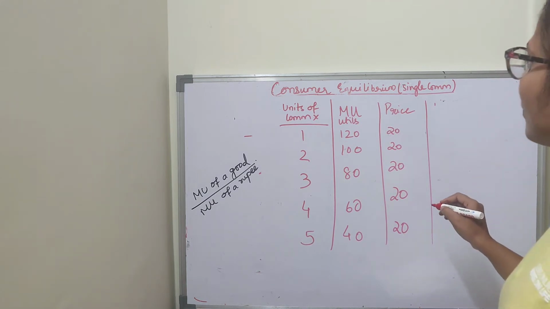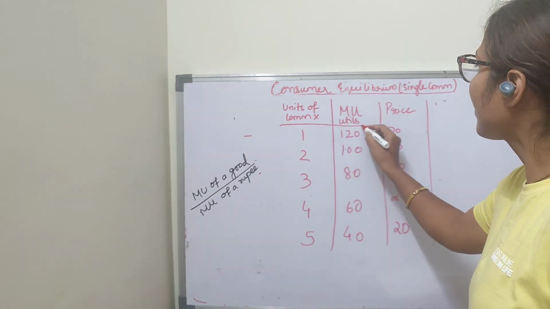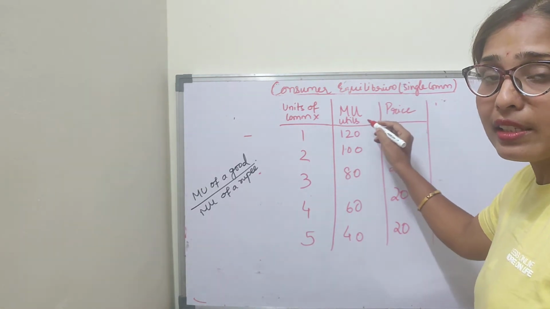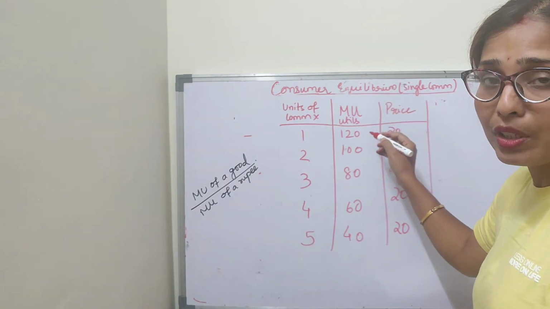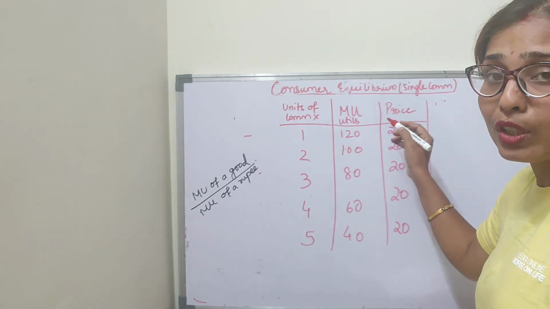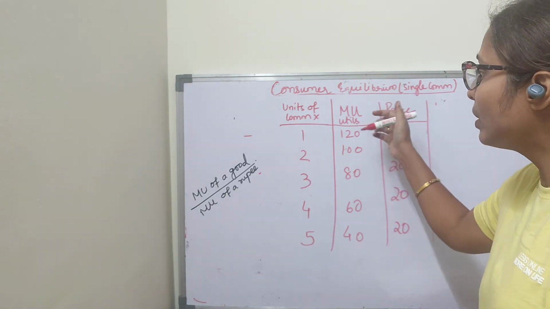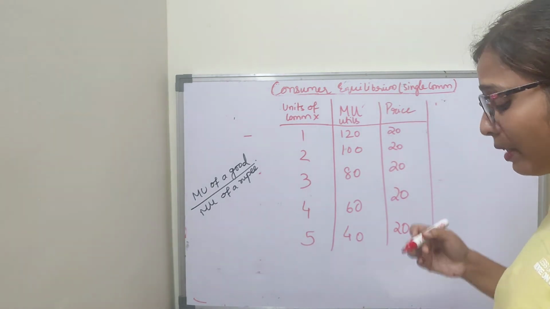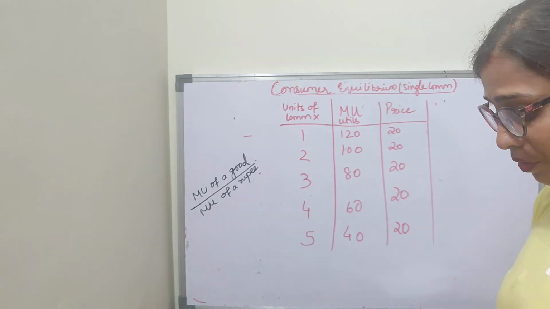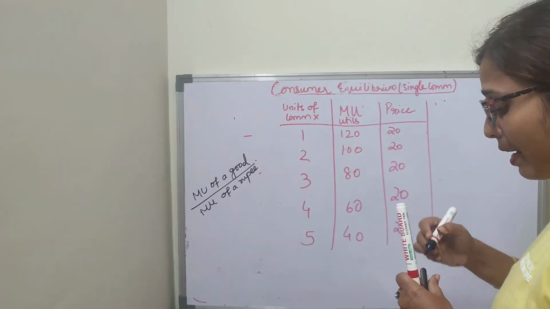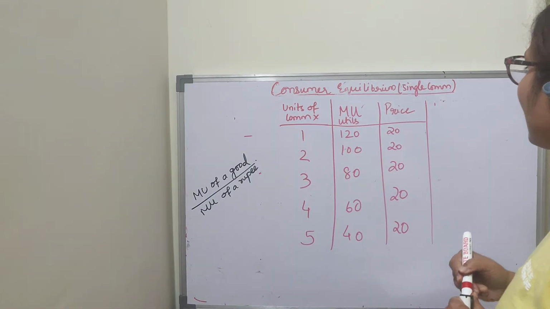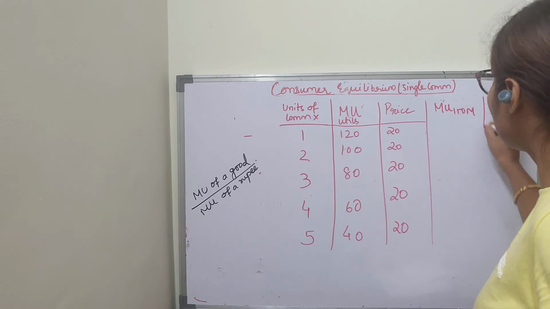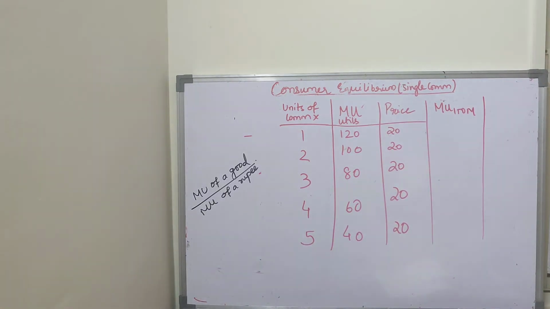Okay. Now here what I have to do is that here marginal utility is expressed in utils. I told you that it is difficult to express the marginal utility of a good in utils. So what we will do, we will convert this marginal utility in terms of money so that we can compare it with the price. Here I am adding one more column, that is marginal utility in terms of money, so that we can compare easily with the price.